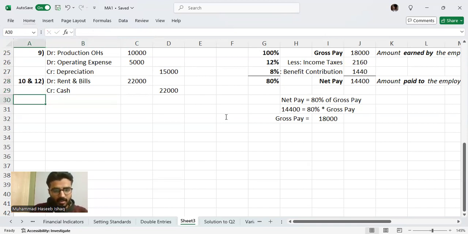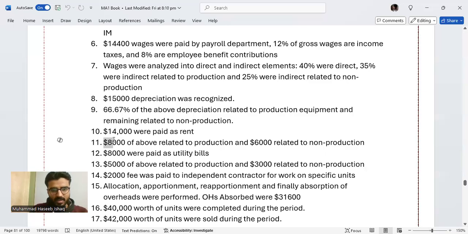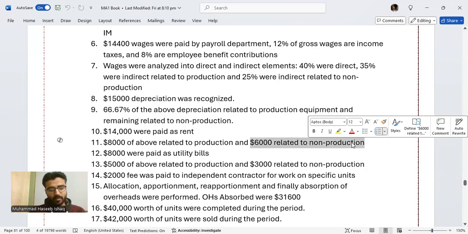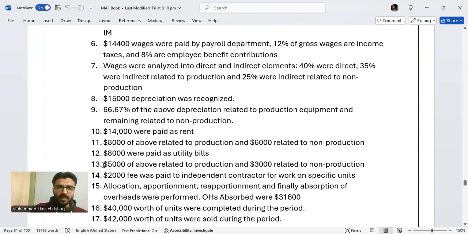Similarly, now we will combine the 11th transaction because it is saying that 8,000 of the above is related to production and 6,000 related to non-production. It is talking about the above recognized rent of 14,000. So in the 11th transaction, we have to debit the production overhead account because the rent will obviously not be a direct cost and will not be debited to the work in progress account. It will be debited to the production overhead account. So 8,000 would be debited to the production overhead account, and the remaining 6,000 has to be debited to the operating expense account, right?